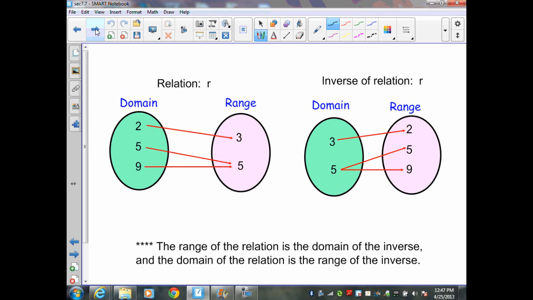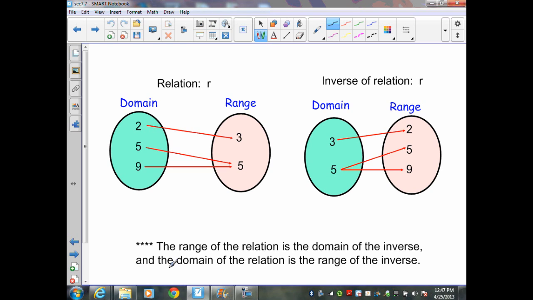Here's a mapping to demonstrate this. Here's our domain of the relation, 2, 5, and 9. Here's the range, 3 and 5. And we see the ordered pairs, or the mapping, 2, 3, 5, 5, and 9, 5. If we want the inverse of that, we switch the domain to the range, and the range becomes the domain. And our ordered pairs, our mapping, goes 3, 2, 5, 5, and 5, 9.